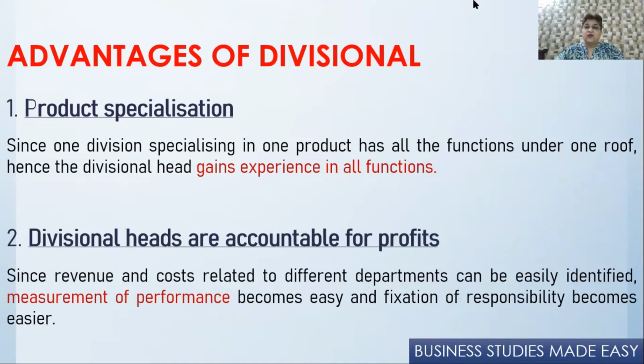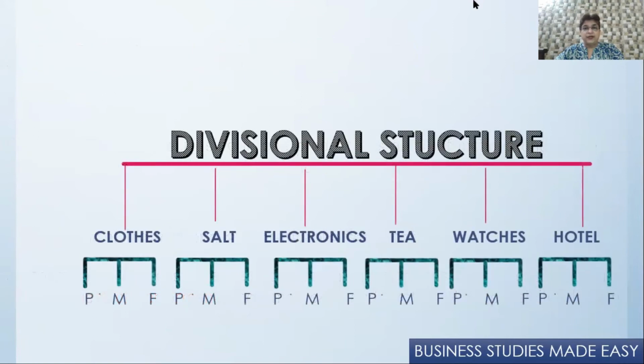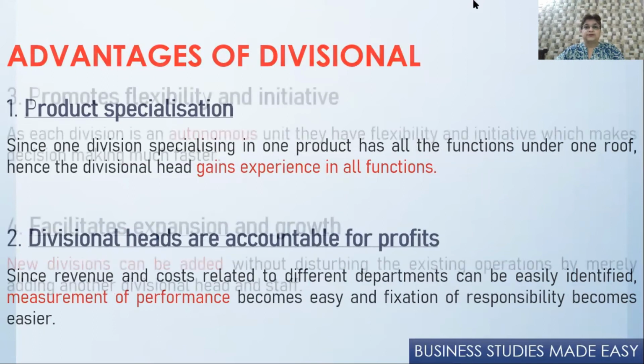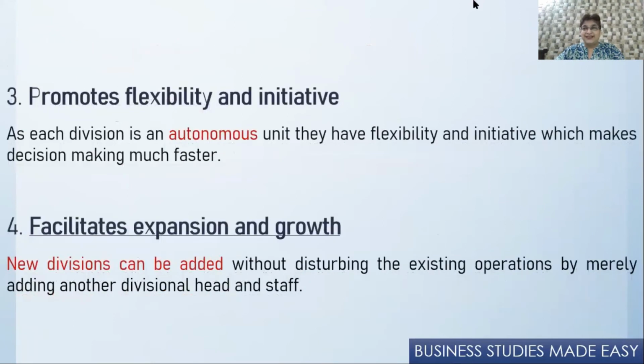Then divisional heads are accountable for profit. If I take you back to the slide, each department is almost independent. So you can calculate the profit that you got from clothes or the profit you got from salt, electronics. They can be individually calculated, which is not possible in case of functional. So departmental heads are responsible for the profits of their department, and their performance can be measured against the other departments also.